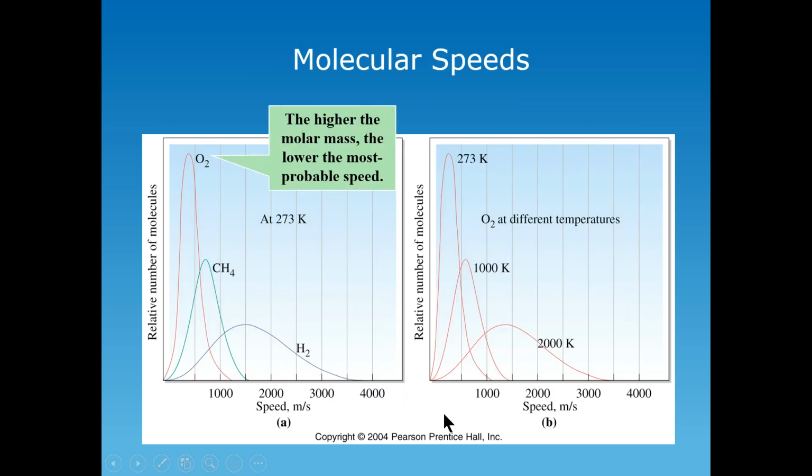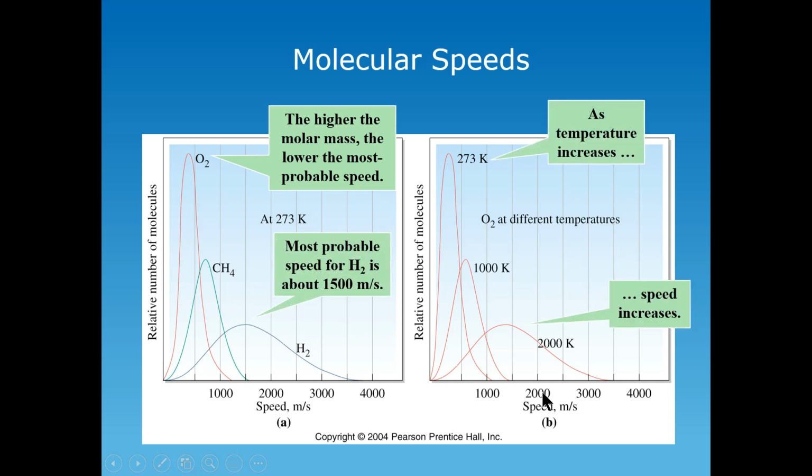So I want to show you this diagram, two graphs right here, which I think does an excellent job in terms of explaining the relationships I just talked about. Now, the one to the left is a plot of the relative number of molecules versus the root mean squared speed for different gases. Now, the pink line here is for oxygen.